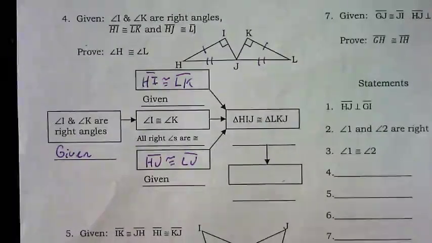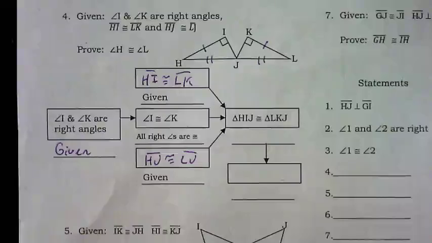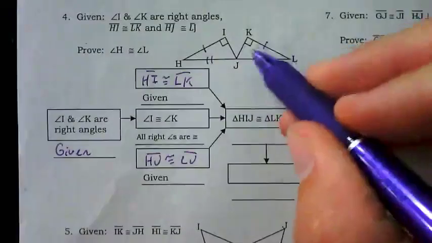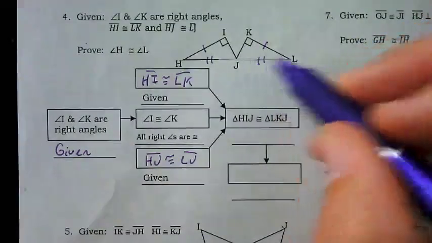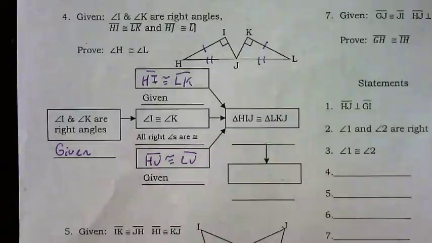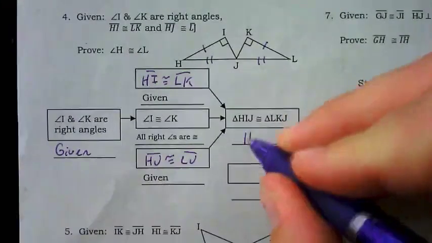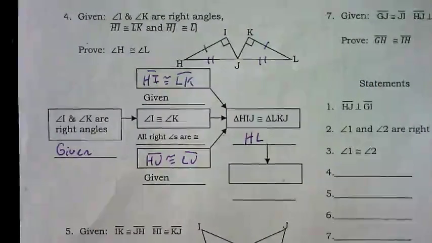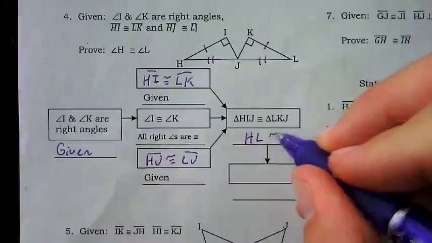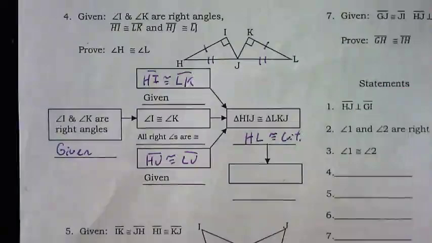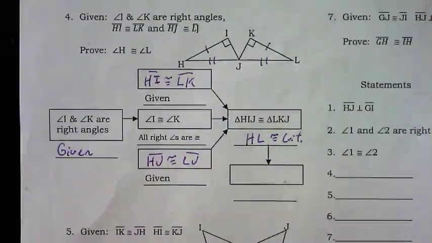Can I use SSA? No. SSA makes a bad word, right? We have 2 sides and a non-included angle. So SSA doesn't work. What works here? HL. Because we have a right angle, and these 2 sides would be the hypotenuse and the leg of a right triangle. So this would be HL, hypotenuse leg. Again, if you want to get specific, you can say hypotenuse leg congruency criteria. If you just put HL, that's fine.